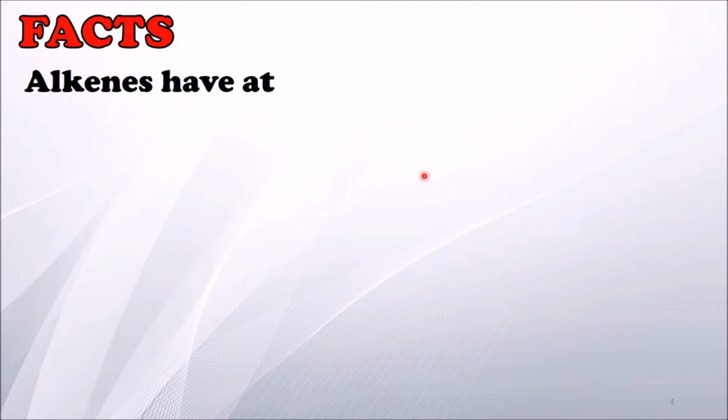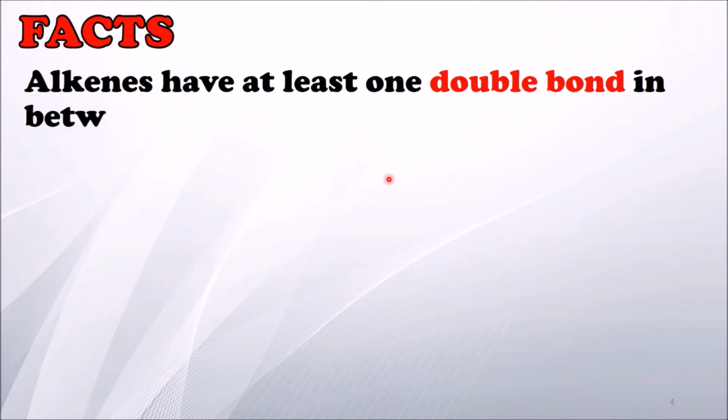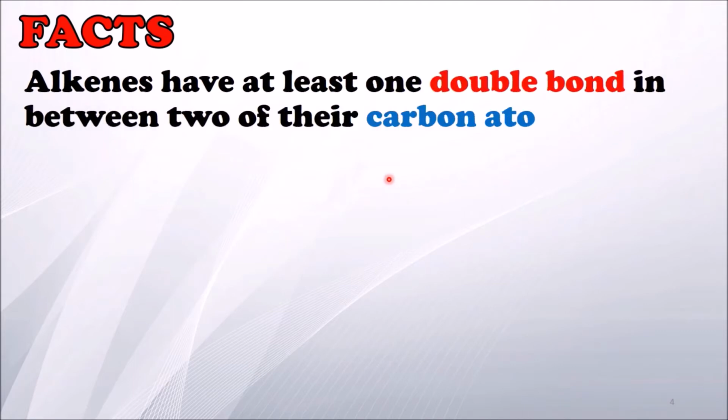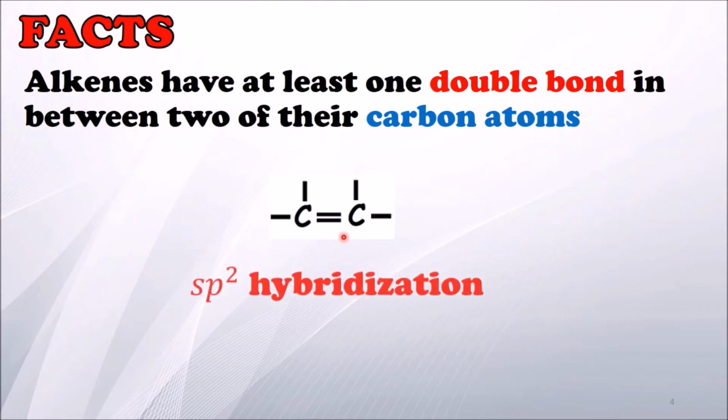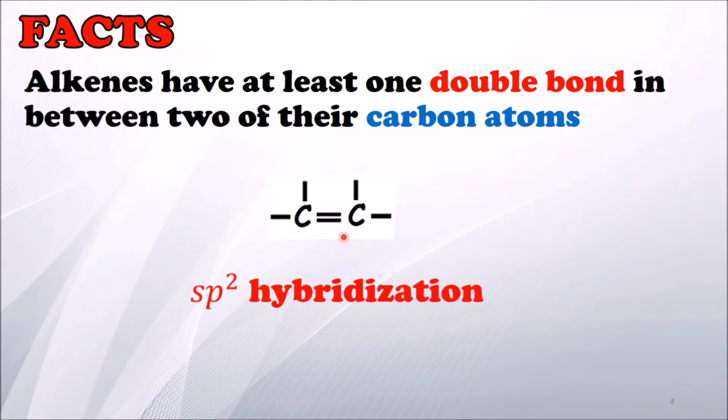Now, another fact about alkenes is that they always have a double bond in them. So any alkene compound should have at least one double bond in it, and then this double bond must be between two carbon atoms. And you should know that the two carbon atoms involved in the double bonding always have to undergo sp2 hybridization to make the bond possible.